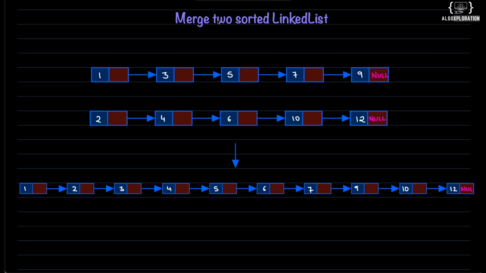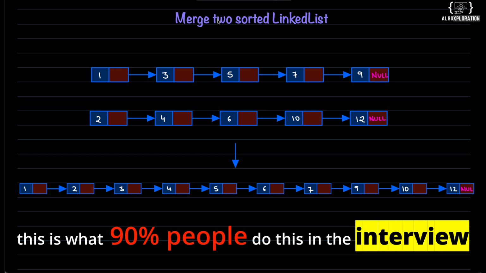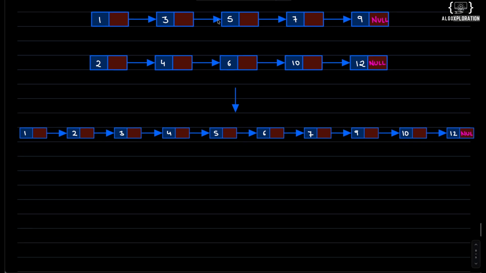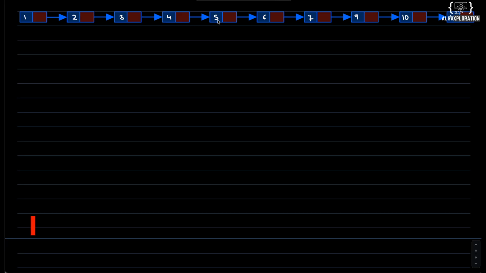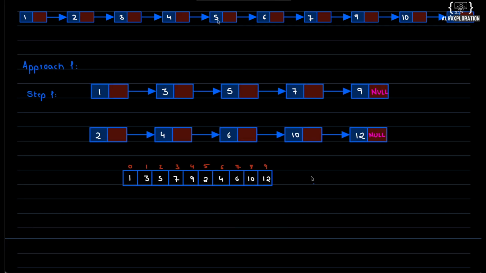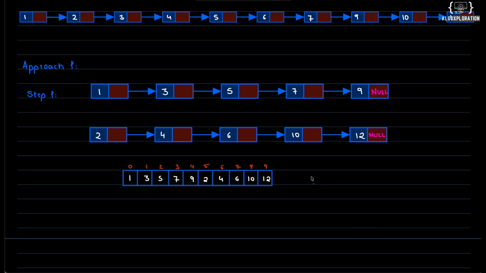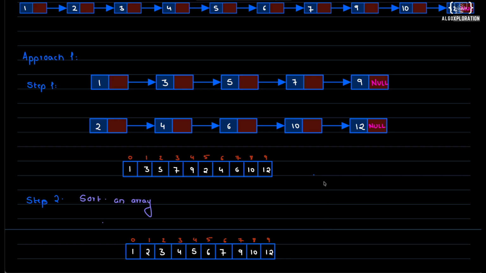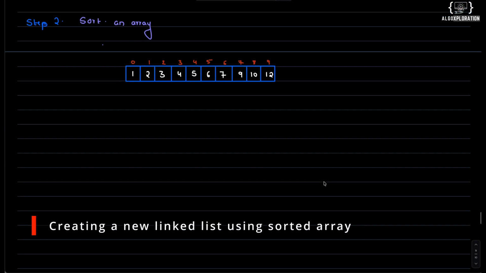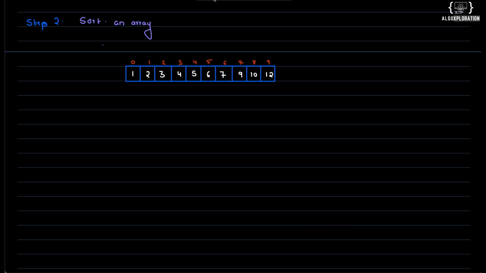The first approach would be kind of obvious, okay? But this is what 90% of people do in the interview. What they actually do: the first step is that they copy both linked lists into an array like this. The second step is sorting this array by using either merge sort or quick sort. And the third step is creating a new linked list with the help of this array.